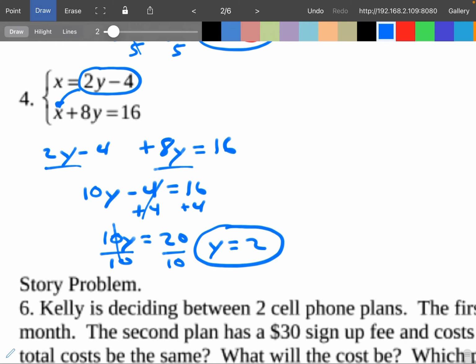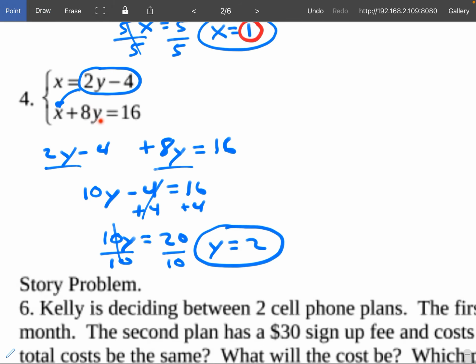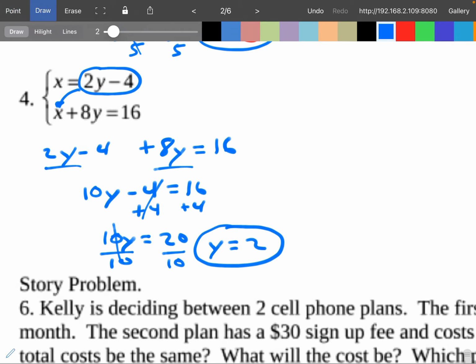And then add 4 on both sides. Those cancel out, I get 10y equals 20. Divide both sides by the number out in front of the variable. Those cancel out, and I get y equals 2. All right? So then I got y equals 2.